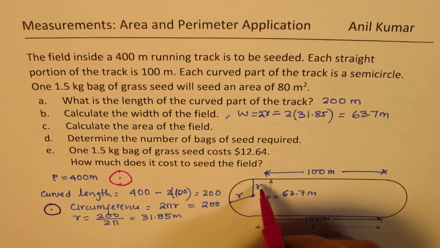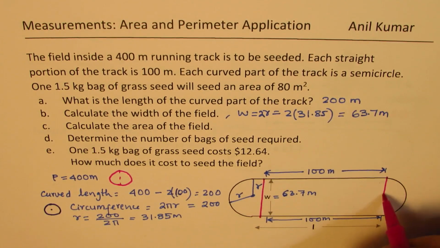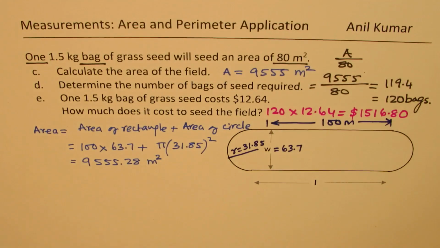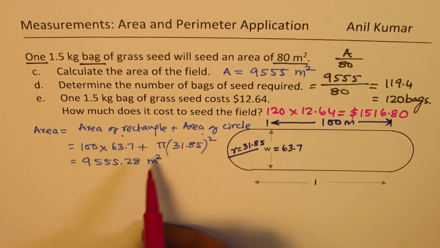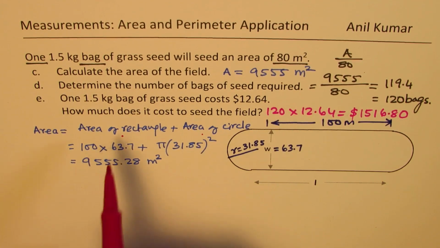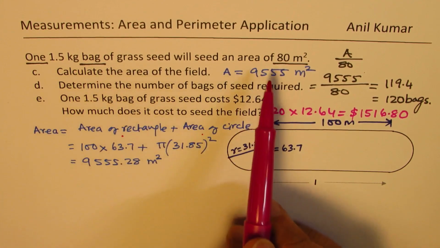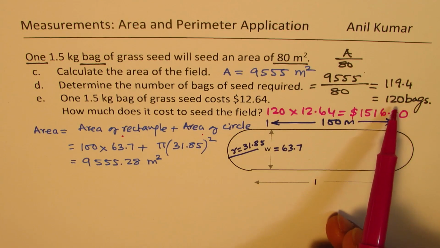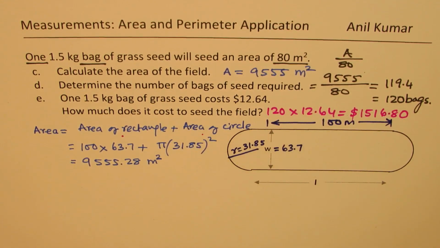To calculate the area, we calculated area of the rectangle, right? And the circle. So we added the area of rectangle and the circle on this page, right? Once you get the area, since we know that one bag can seed 80 meters square, then dividing by 80 gives you the number of bags. You need to round it higher, right? You cannot buy the bags in fractions. And multiplying this by the cost of each bag, you get the total cost for seeding. So I hope that makes sense.